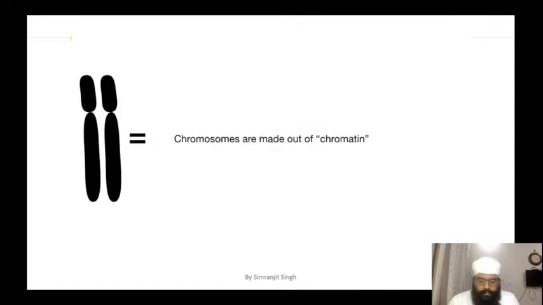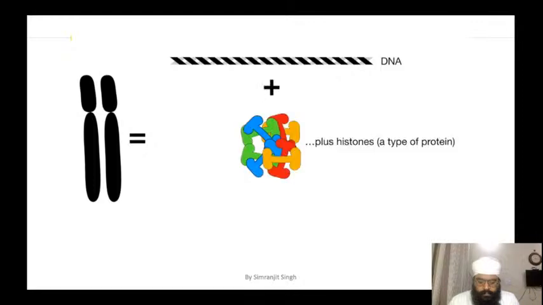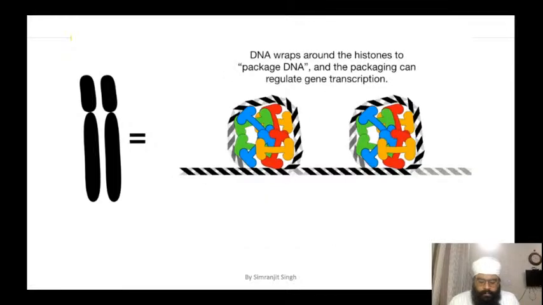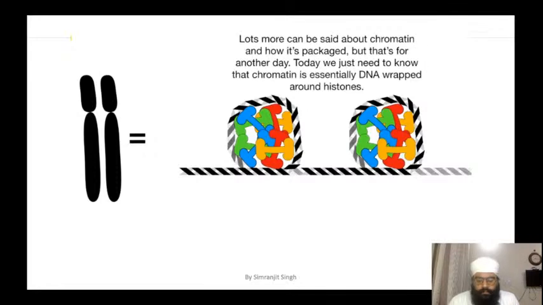Chromosomes are made out of chromatin. Chromatin is made out of DNA, plus histones, a type of protein, plus other proteins that we'll talk about some other day. They're not that important for understanding ChIP-seq. DNA wraps around the histones to package DNA, and the packaging can regulate gene transcription. Depending on how they are modified, histones can activate or repress genes. Lots more can be said about chromatin and how it's packaged, but that's for another day. Today we just need to know that chromatin is essentially DNA wrapped around histones.